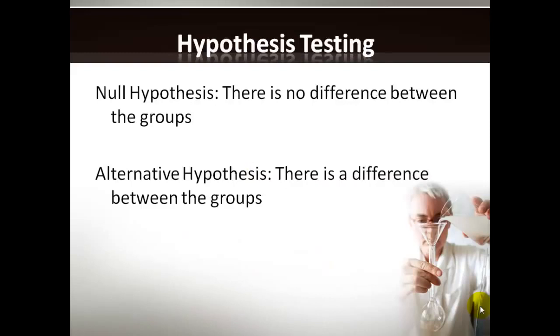I'd like to discuss hypothesis testing next. Hypothesis testing is used when we're trying to compare groups. So in the situation where we're comparing means between two groups, the null hypothesis is that there is no difference between the groups. The alternative hypothesis is that there is a difference between the groups. And generally, when we do statistical tests, we're trying to find either evidence for or against the null hypothesis.